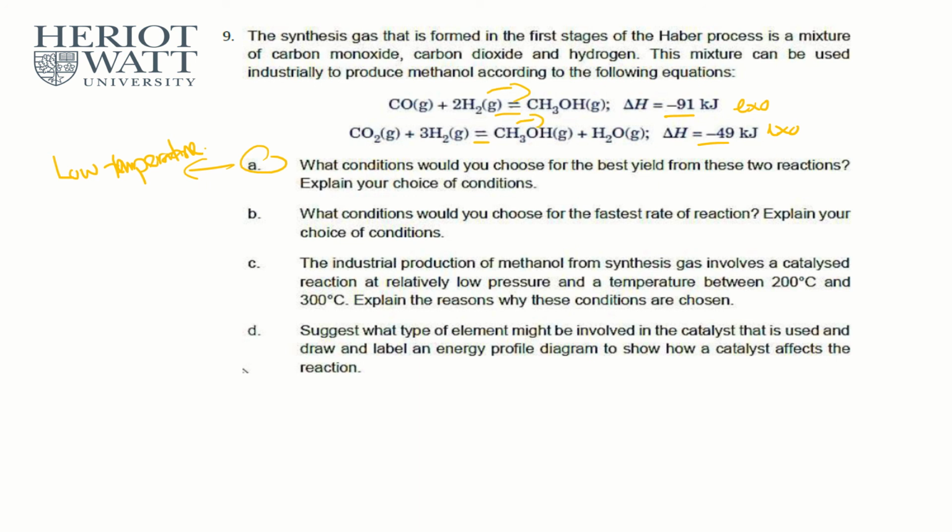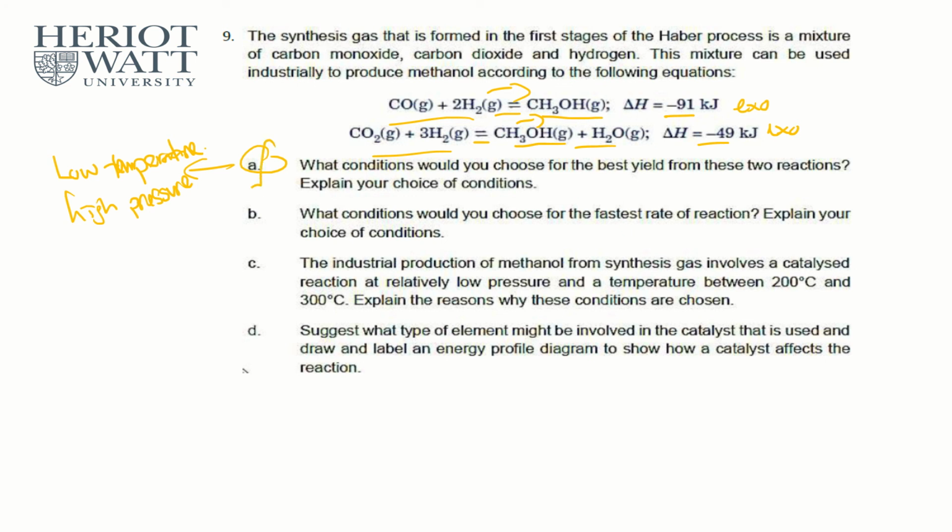What about pressure? For these two, I have one gas on the left and two gas on the right. For this one, I have three gas. So basically, on the right-hand side, they have fewer moles of gas. So I would prefer to use high pressure, because high pressure favors the formation of the product with fewer moles of gas, and that will increase the yield. That's A.